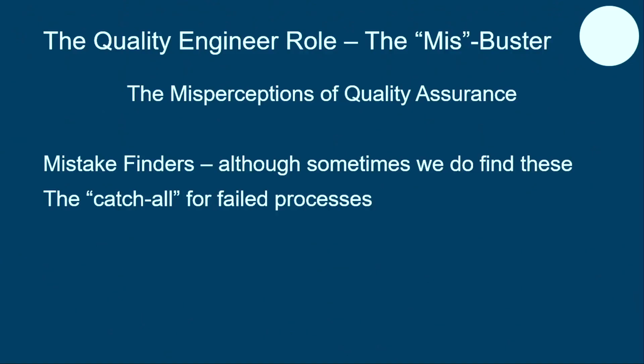The catch-all for failed processes. Well, that acceptance criteria is completely ambiguous. Why wasn't it tested correctly? Well, because it was completely ambiguous and it passed through at least 2 other teams before it got to QA in some capacity. And so we become that catch-all for all of the failed processes that have happened to the left of us.